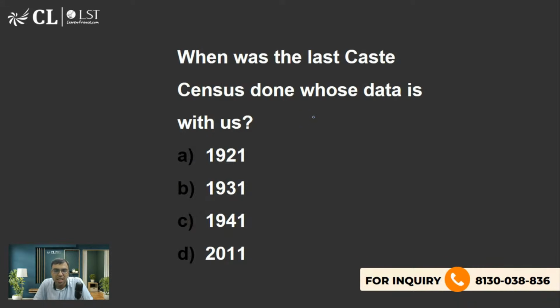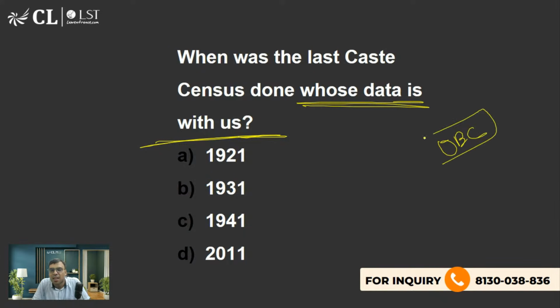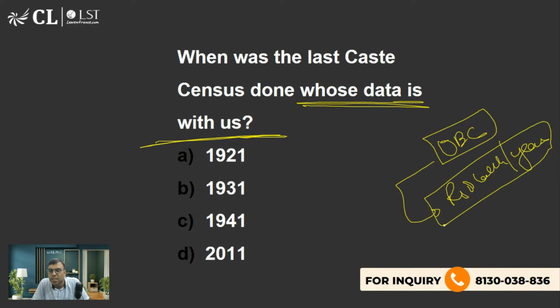When was the last caste census done? Whose data is with us? When was the last caste census held? Whose data is with us, it is written there, see the whole thing. Some people are saying 2011. What is creamy layer? For example, if you're an OBC and your father earns more than 8 lakh per annum, or your parents together, even if you're an OBC, you will fall under the creamy layer and you will not get the reservation. This is called the creamy layer concept.